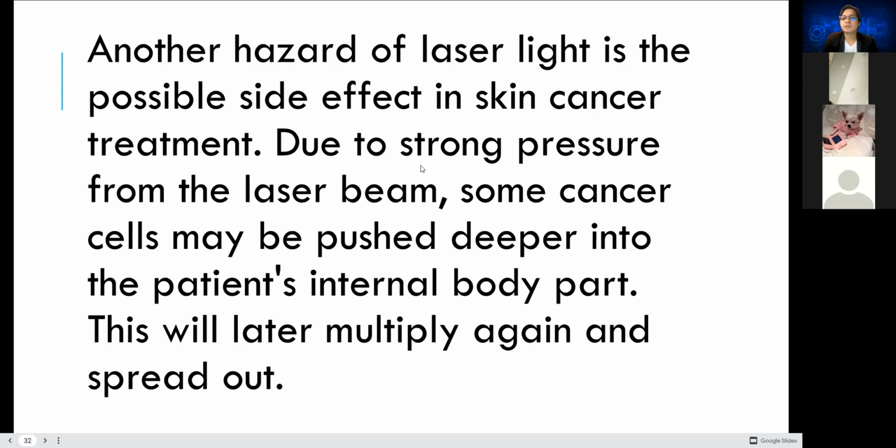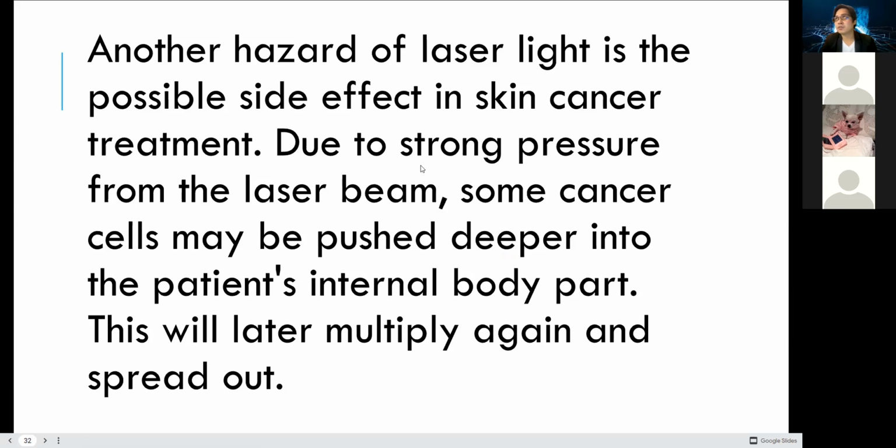Another hazard of laser light is a possible side effect of skin cancer. Take note, melanoma, the skin cancer. Due to the strong pressure of the laser beam, some of the cancer cells may be pushed deeper into the patient's internal body parts. This will later multiply again and spread out. That is one of the effects. But then again, lasers are actually used to treat cancer, with the doctor's prescription. We cannot just use laser directly as a treatment for skin cancer, for example, because it has a side effect in the process.